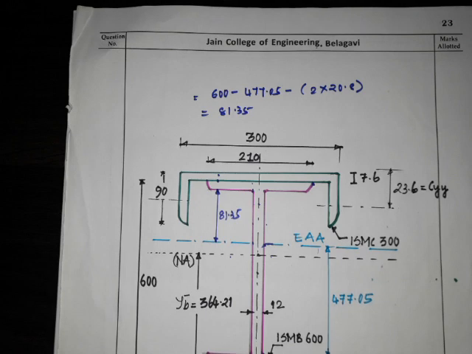So in the last session we had a discussion over the calculation of plastic section modulus about the major axis, that is the ZZ axis, and about the minor axis, that is the vertical axis, the YY axis. Again, that is with respect to the equal area axis, by considering the equal area axis.